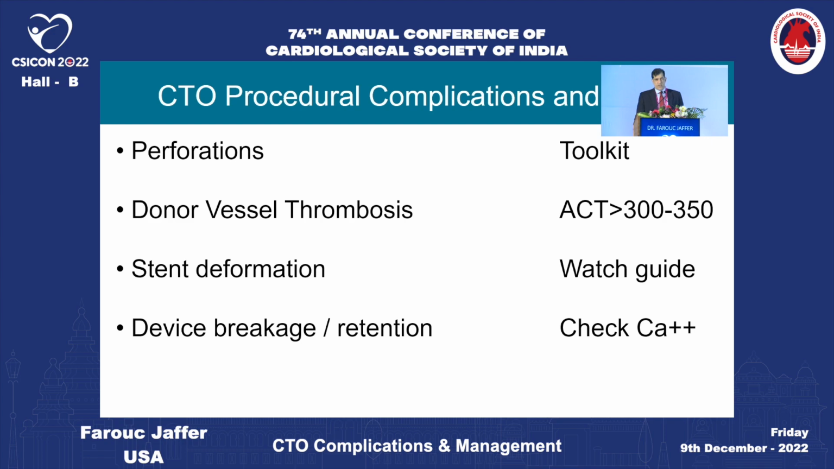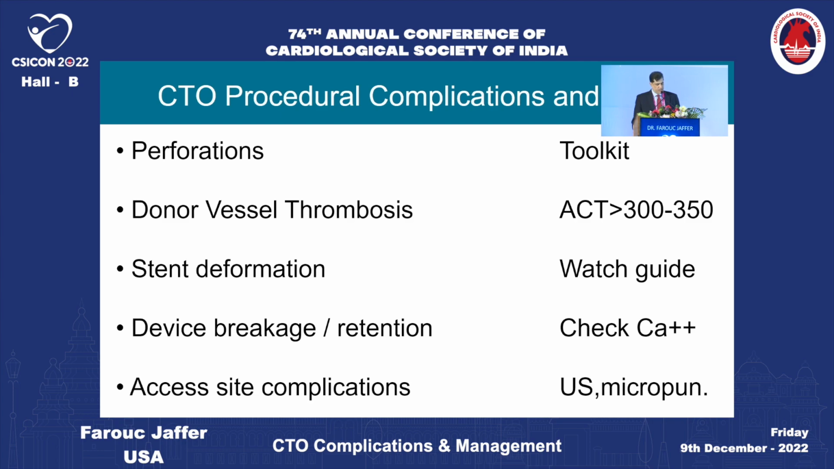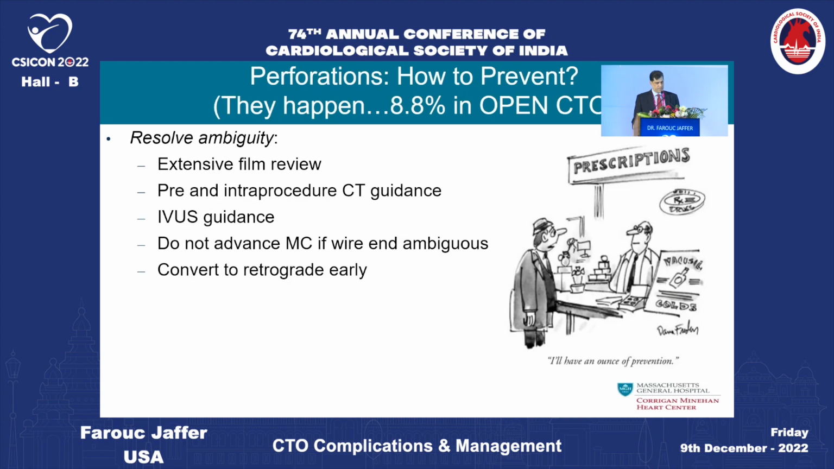Device breakage and retention is another major aspect, particularly in calcified vessels, and it's important to have a sense that devices may fatigue. Stiff wires that knuckle are vulnerable, and microcatheters that are overspun are vulnerable to tip breakage and retention. And then access site complications are another major source, and minimizing bleeding through ultrasound and micropuncture-based techniques can minimize those.